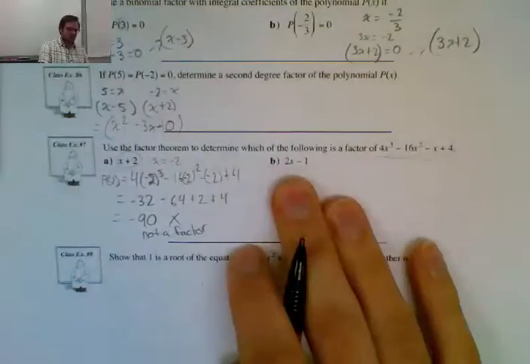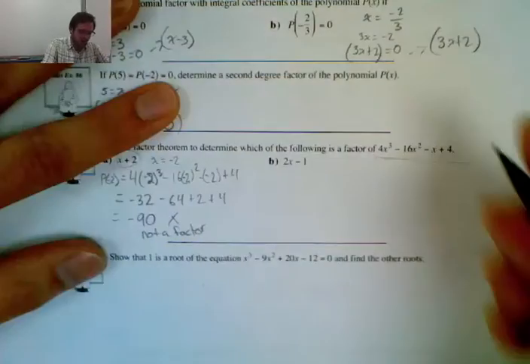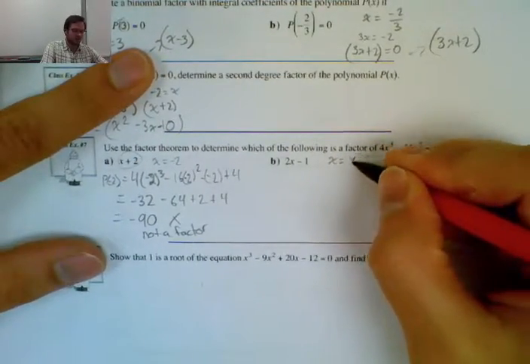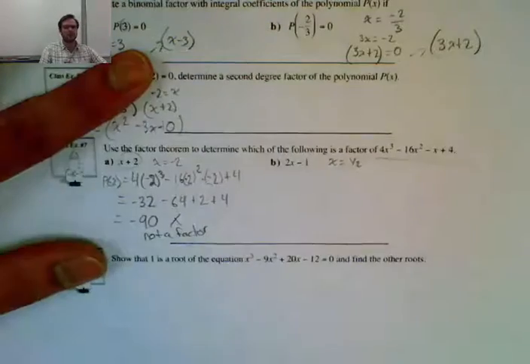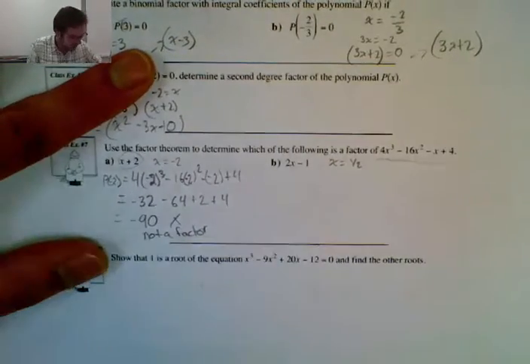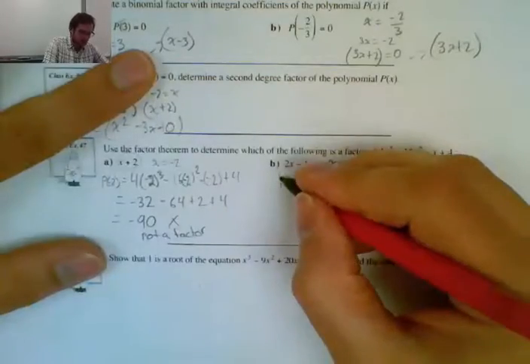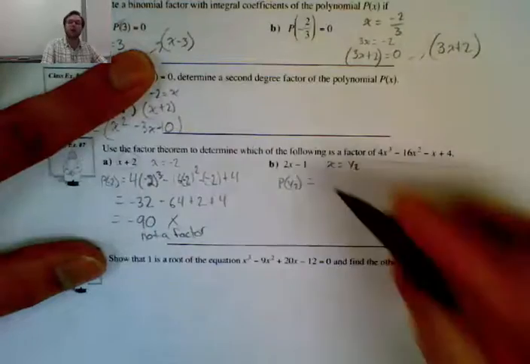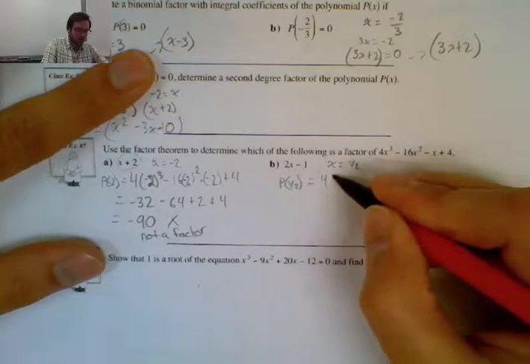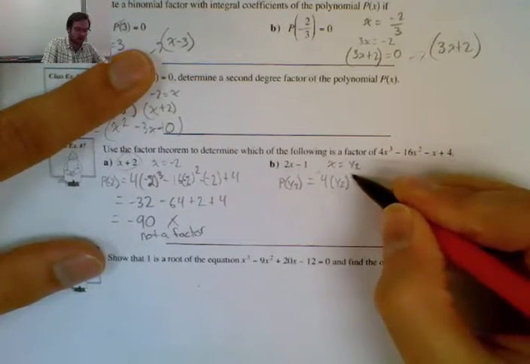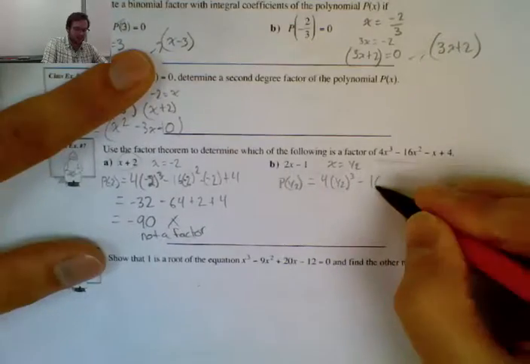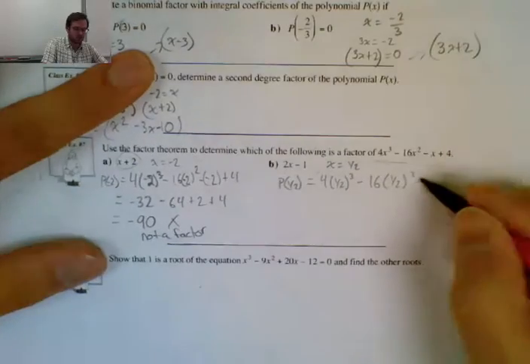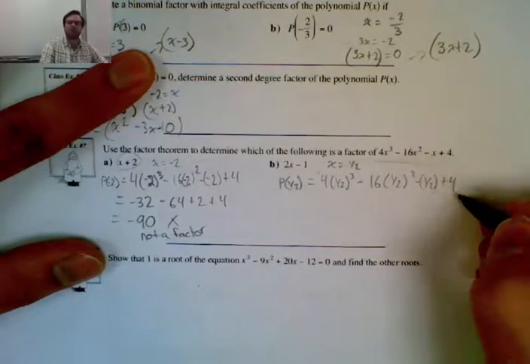Now let's look at the next one here. We have 2x minus 1. In this case, if we make that equal to 0 and solve, x is equal to 1 over 2. So we want p of 1 over 2. Now we're going to plug that into everything in here. So I'm going to have 4 times 1 over 2 to the power of 3, minus 16 times 1 over 2 squared, minus 1 over 2, and then plus 4.